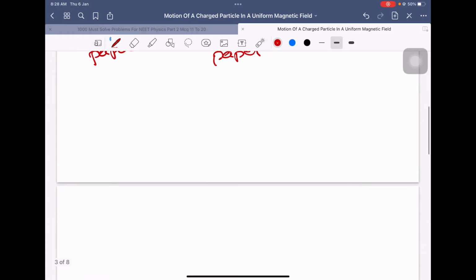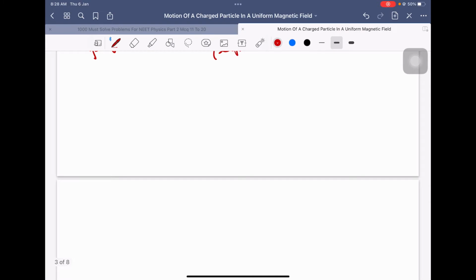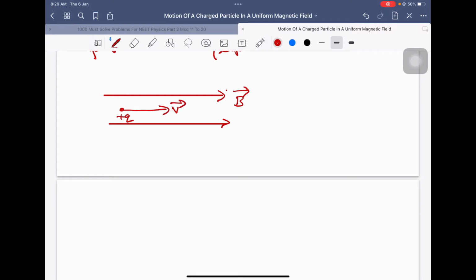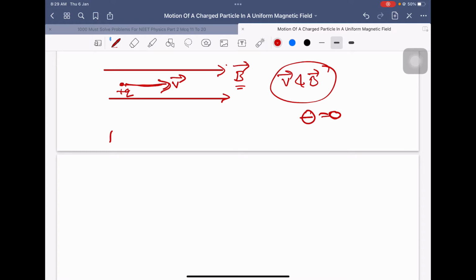Now let me consider one simple situation. Say there is a uniform magnetic field, the strength of the magnetic field will be B. A charged particle, having charge plus Q, is moving with the velocity V in the direction of magnetic field. What is the angle between velocity and magnetic field? Theta is equal to 0, because velocity and magnetic field both are acting in the same direction. So what is the magnetic force then? Magnetic force is equal to QVB sin 0. Sin 0 is 0, so magnetic force is 0.